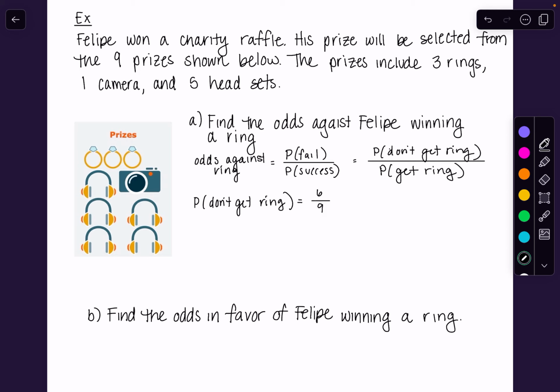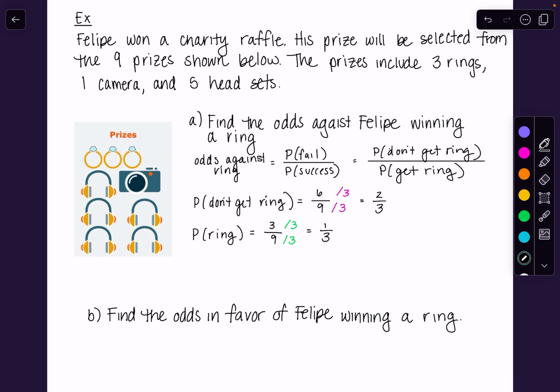And again, I want to put things in the most reduced form. So I'm going to go ahead and divide both of these by 3. And the reduced form would be a 2/3 chance of not getting a ring. Now to calculate our probability of success, that's the probability we get a ring. And there are 3 rings out of 9 prizes. So our probability is 3 out of 9. Which, if we go ahead and reduce, both of these are divisible by 3. So there is a 1/3 chance we get a ring.